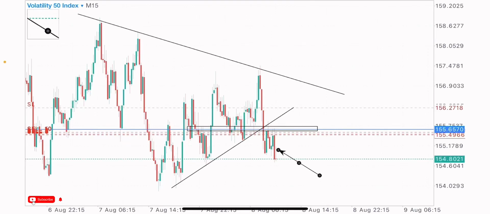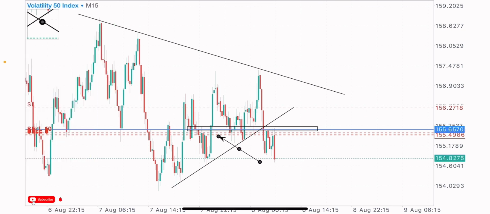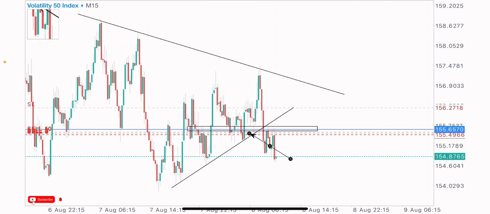I shared a sell signal to my premium members, asking them to sell V50 index. So how did I see this trade opportunity? How do I know the market is going to sell from this point? You can see we are moving nicely well in profit.